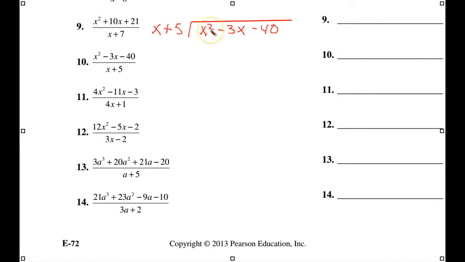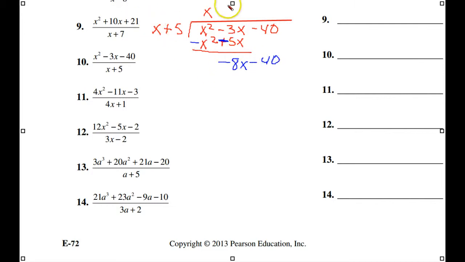So they're giving us some easy examples. X goes into there, again x. So x times x is x squared. 5 times x is a positive 5x. Change our signs. This cancels out. This adds up now to a negative 8x. Bring down our negative 40.